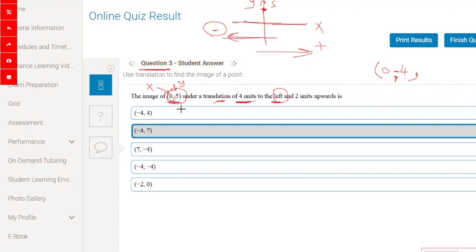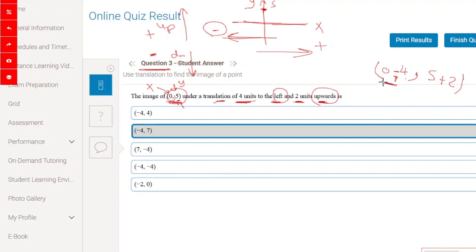Okay, now here it is saying 2 units upwards. Upwards means we will talk about y. This is upwards and this is downwards, this is up and this is down. So we will talk about y. Upwards means it will be positive, downwards will be minus. Because it's saying upwards, we'll add 2 units to the value of y, which is 5. So here it would be 5 plus 2.